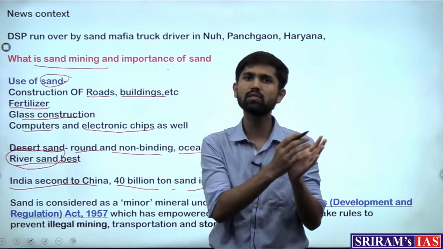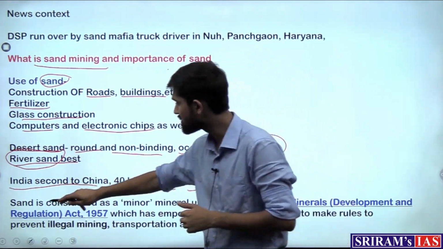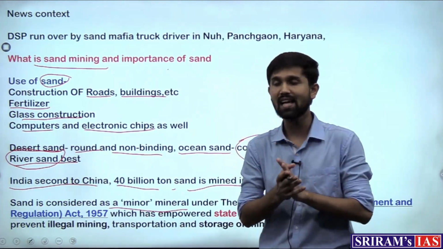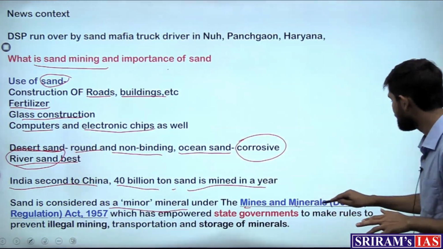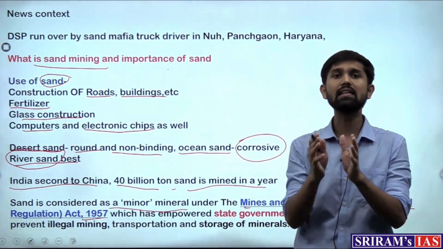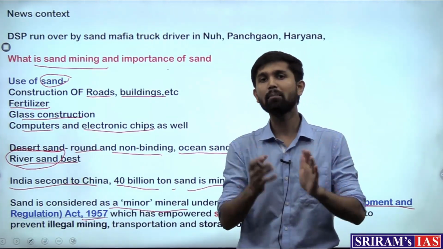Who decides about the regulation of sand mining or of all of these things? So sand is considered a minor mineral, right? There are two kinds of minerals as defined under the Mines and Minerals Development and Regulation Act of 1957. This act divides the minerals into two parts, minor minerals and major minerals.